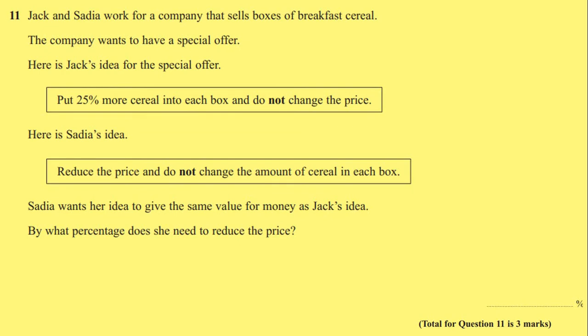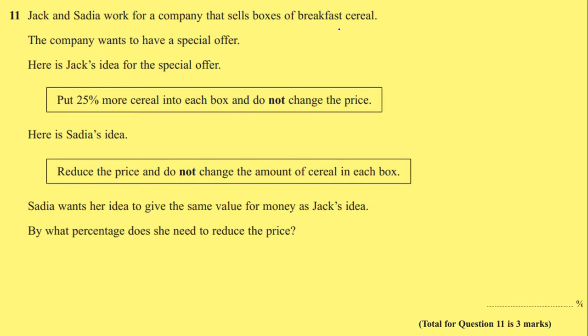Jack and Sadia work for a company that sells boxes of breakfast cereal. The company wants to have a special offer. Here's Jack's idea for the special offer. You put 25% more cereal into the box and don't change the price. Here's Sadia's idea. She said, reduce the price, but don't change the amount of cereal in the box. Sadia wants her idea to give the same value for money as Jack's idea. By what percentage does she need to reduce the price?